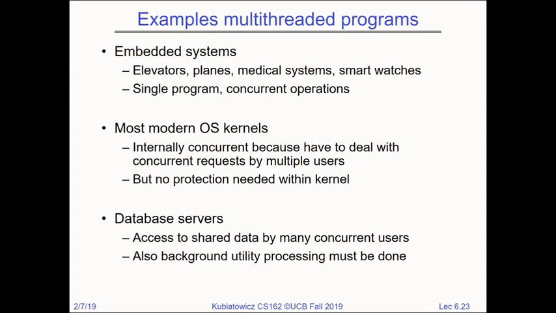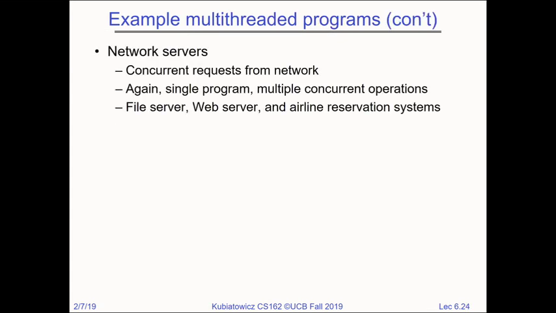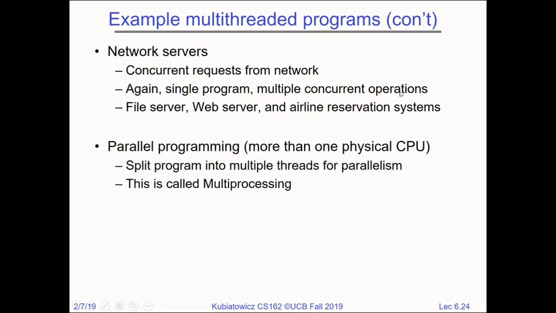Database servers can have a thread per user, for instance. Network servers often have a thread per flow. If you've got one video going through a router and a different video going through the router, there might be a thread associated with each. There might also be threads associated with updating the routing state. And of course, file servers and web servers, we all kind of dealt with that.